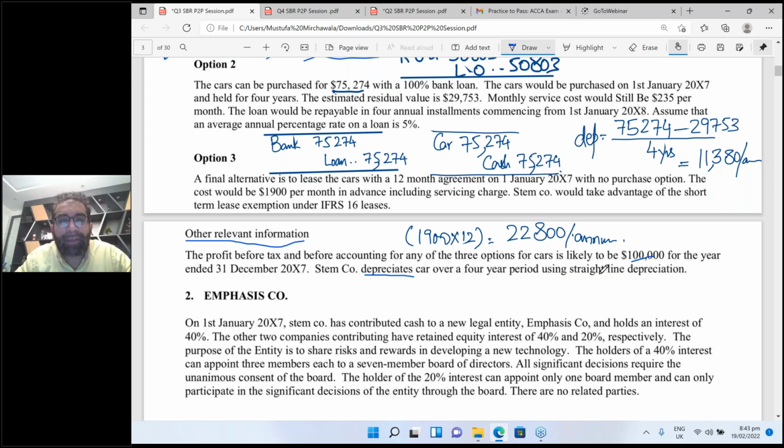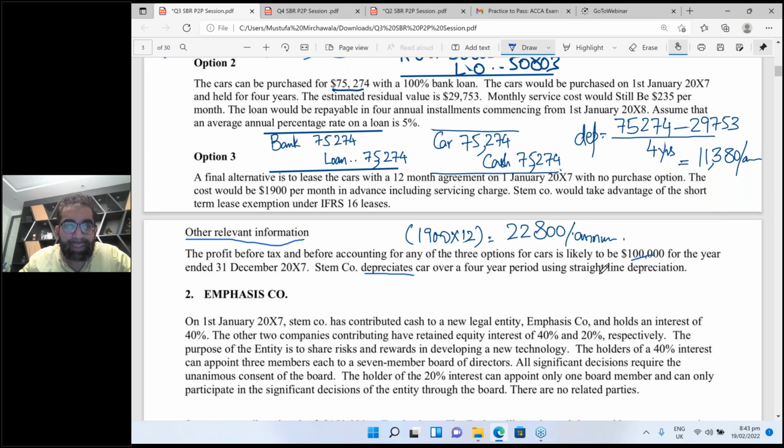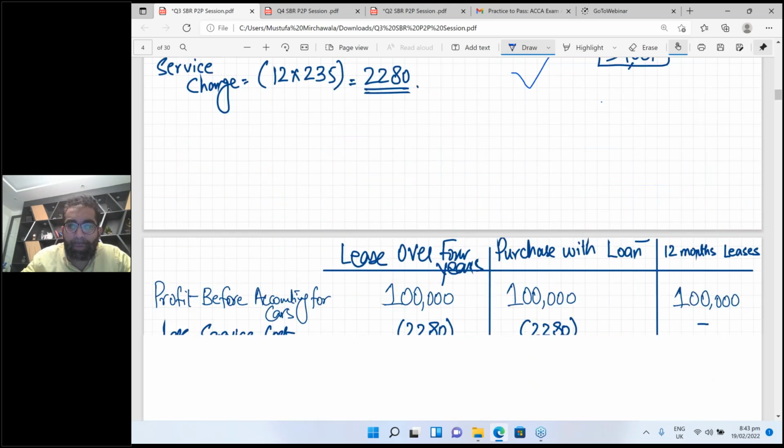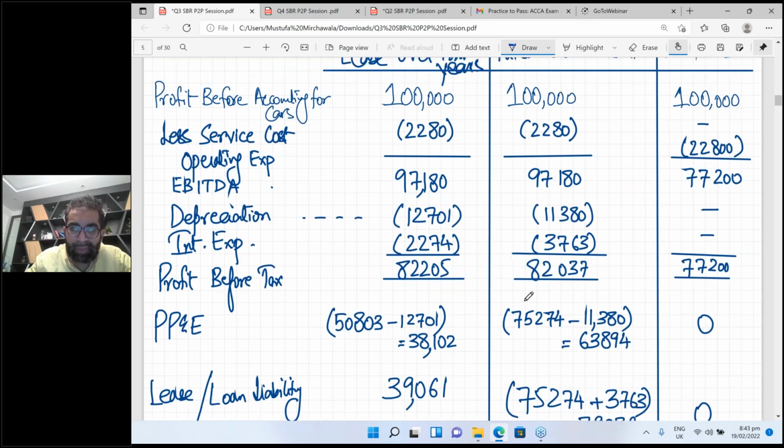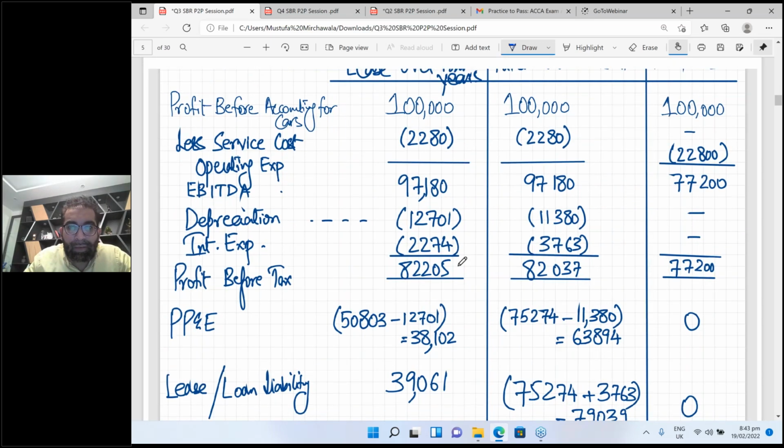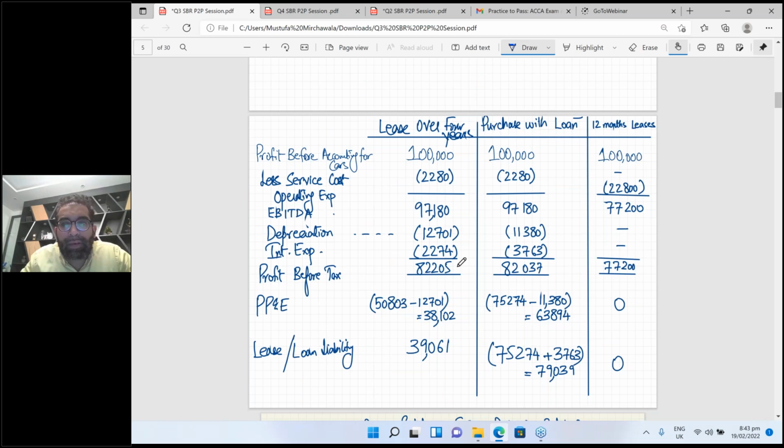Now let me show you how we'll deduct it for option number one. Don't sleep. Be active. Follow me. Don't get worried by seeing the full page of working. It's okay. It's common.